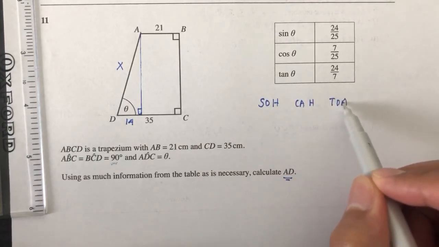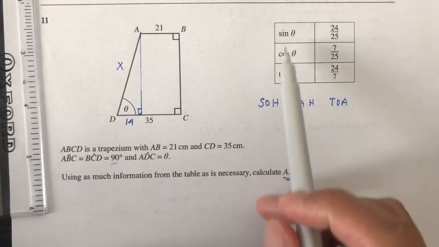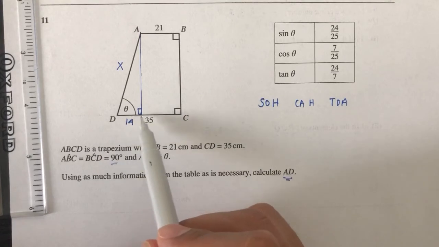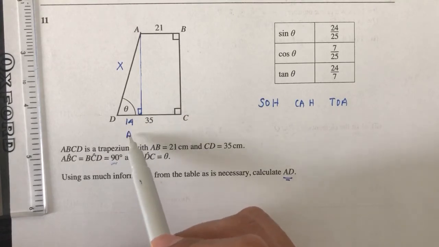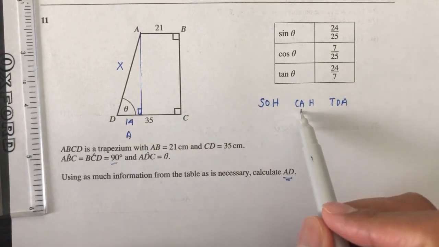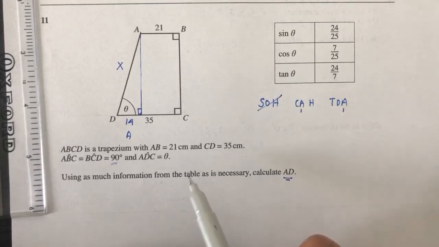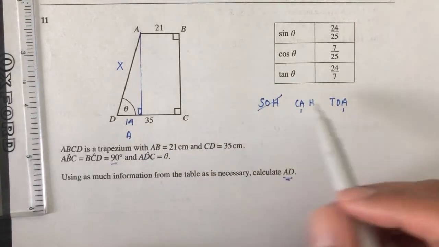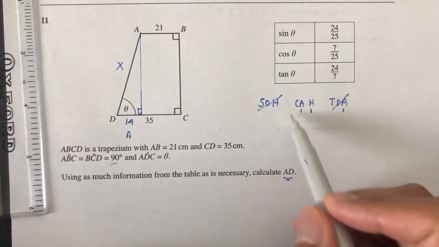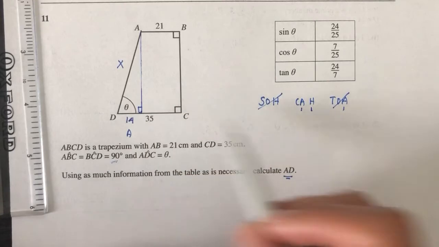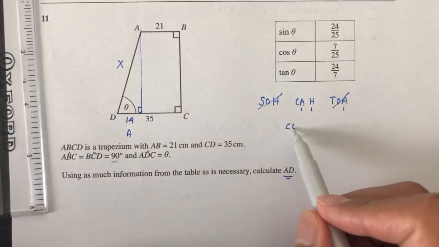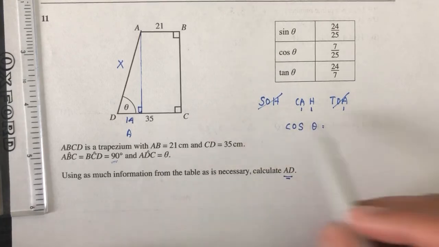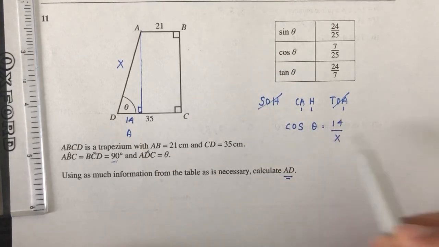SOHCAHTOA. As you can see, we have to use trig to find the side AB. So we are given this side. What is this side? This is the adjacent side. So where do we have A? We have A here and A here. So here we cannot use this one. And we are looking for the side AB, which is H. So we will have to use cos. In this case, cos of this angle will be adjacent side 14 over x.